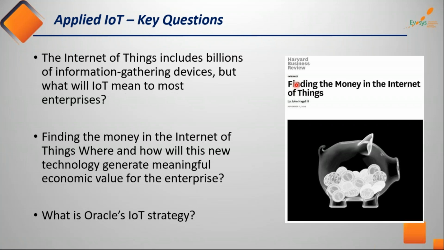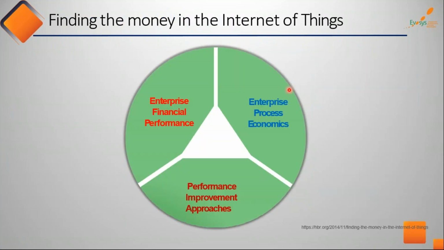There is a Harvard Business Review piece which gives a broad business perspective on where the money is in IoT. So let's take the findings of this Harvard Business Review. Any financial organization or any enterprise organization has three major goals as per the book: process economics, improvement in performance approaches, how they can improve their services, how they can improve their asset utilization, and how they can increase financial performance.